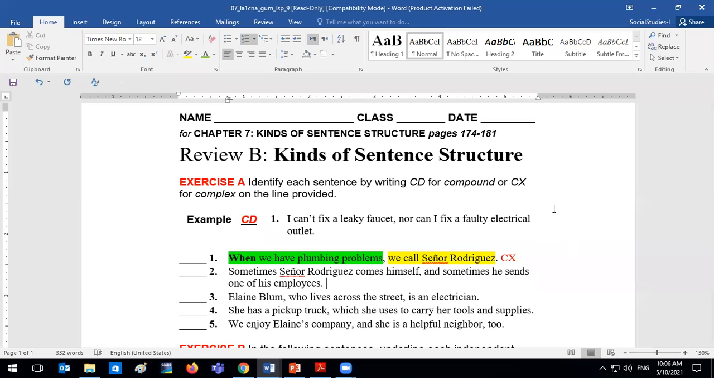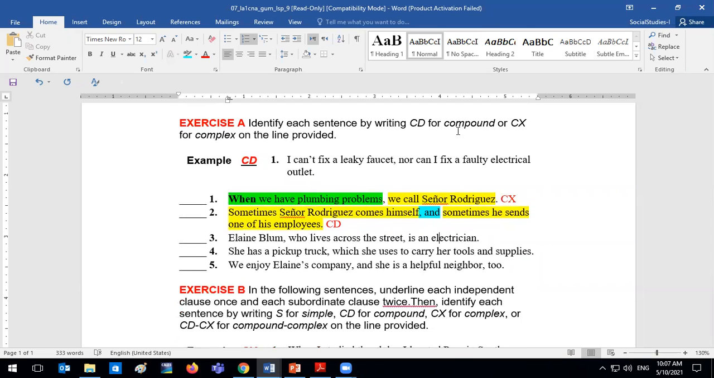Number 2, let's hear from Ruqayya. Sometimes Senor Rodriguez comes himself, and sometimes he sends one of his employees. Ruqayya, what do we see? Compound sentence. Perfect. This is a compound sentence because we have 2 independent clauses. This is my first independent clause, my second independent clause is right here, and it's joined by the comma and, which is one of my FANBOYS. Again, this is compound.